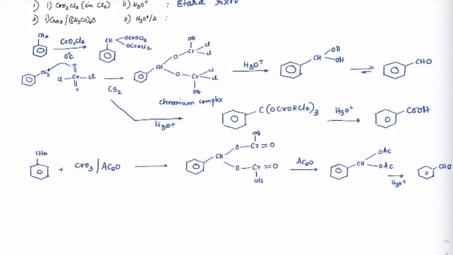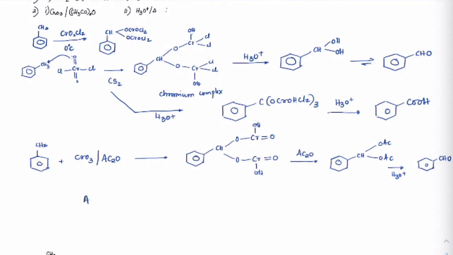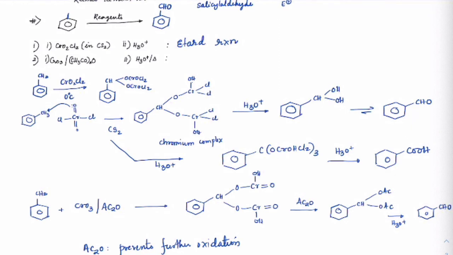Okay. So what is the role of Ac2O? We will just write down that Ac2O prevents further oxidation. The second one doesn't have a name; only the first one, in CS2, is called the Etard reaction.